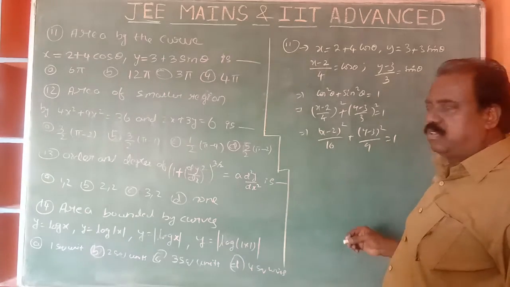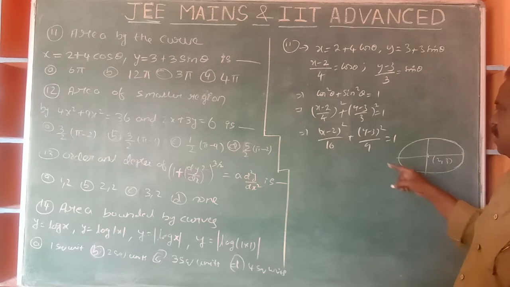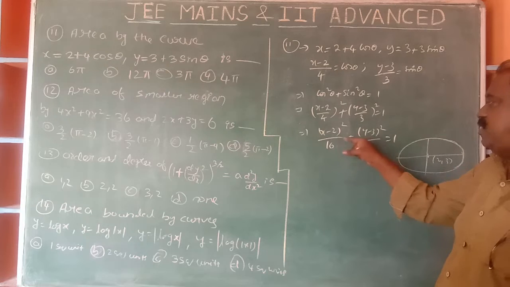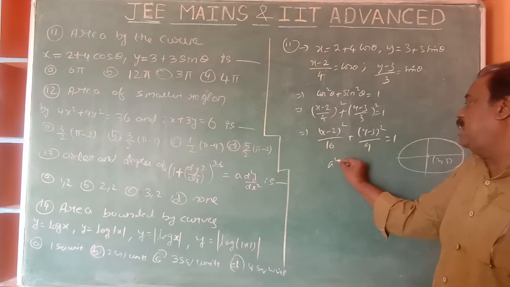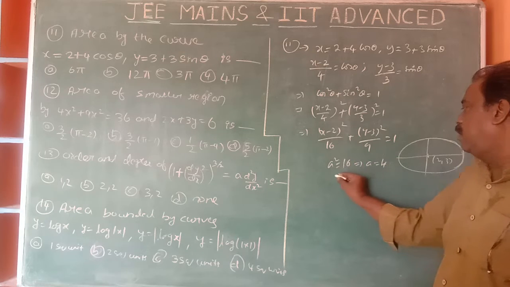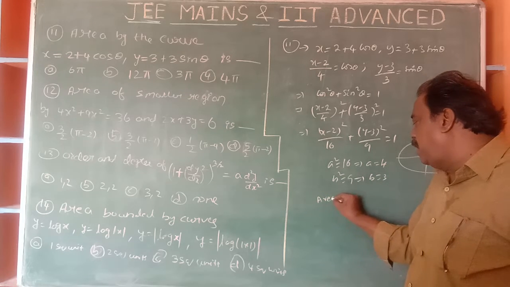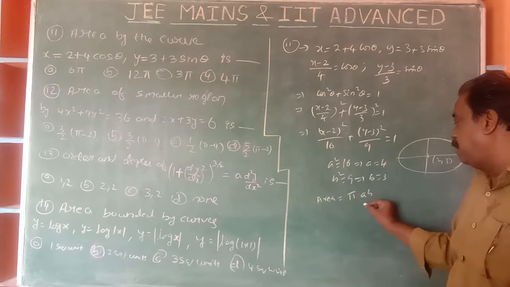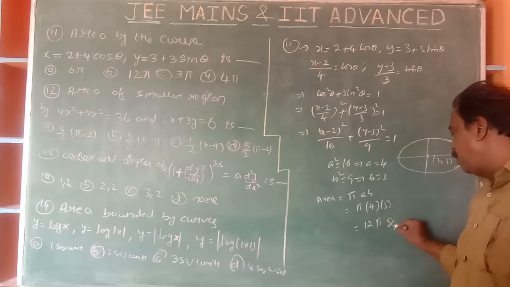So this is an ellipse whose center is (2, 3), and the major axis is 4 and the minor axis is 3. Major axis, that means a. Like (x minus h) whole square by a square plus (y minus k) whole square by b square. Here a square is equal to 16, that implies a is equal to 4. b square is equal to 9, so b is 3. So the area bounded by the ellipse, ellipse area is pi a b. So it is pi into 4 into 3, so this is 12 pi square units.